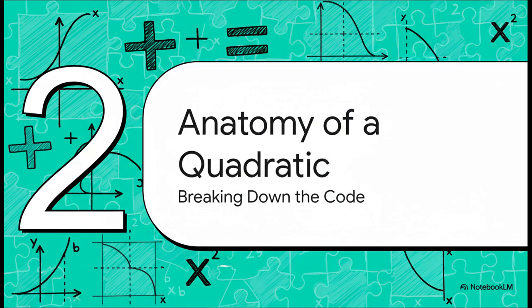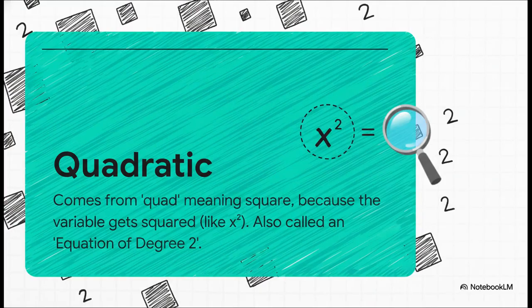So what even is this thing? To really get it, we've got to look under the hood. Let's break down its anatomy and see what makes it tick. Okay, first things first, that name, quadratic. It sounds a little fancy, but it just comes from the Latin word quadratus, which means square.